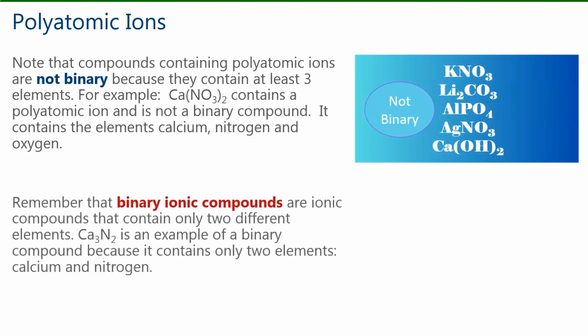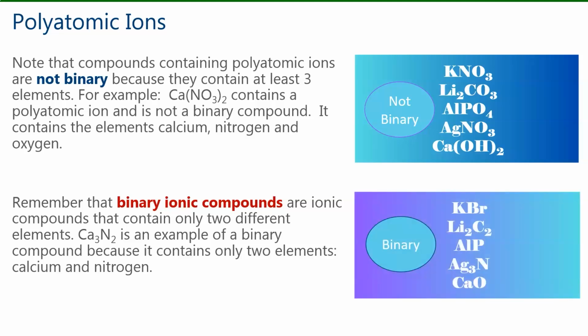Remember that binary ionic compounds are ionic compounds that contain only 2 different elements. Calcium nitride is an example of a binary compound because it contains only 2 elements, calcium and nitrogen. Here are some more examples of binary compounds. Note that all of these binary compounds contain only 2 elements. We have potassium bromide, lithium carbide, aluminum phosphide, silver nitride, and calcium oxide.